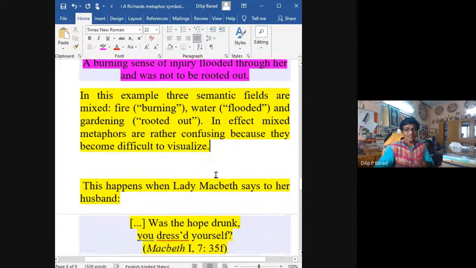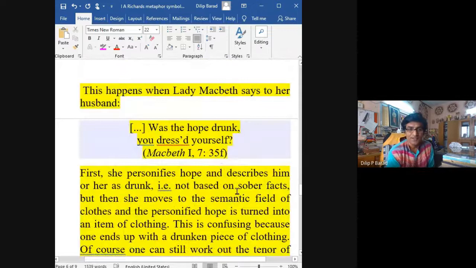A final example here is Lady Macbeth says to her husband, "Was the hope drunk you dressed yourself?" So it says that hope is personified. She personifies hope. Hope drunk. Hope to kai drinking na kare.